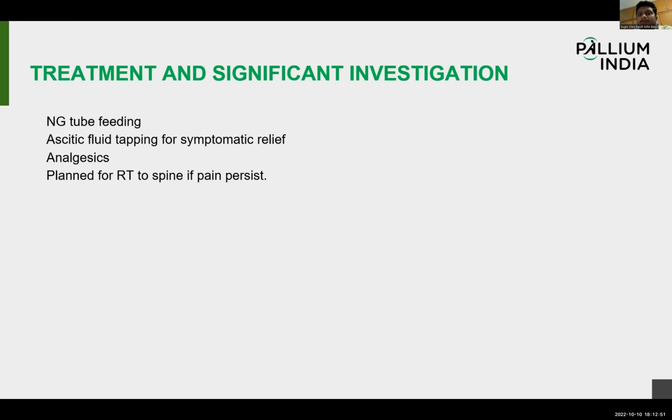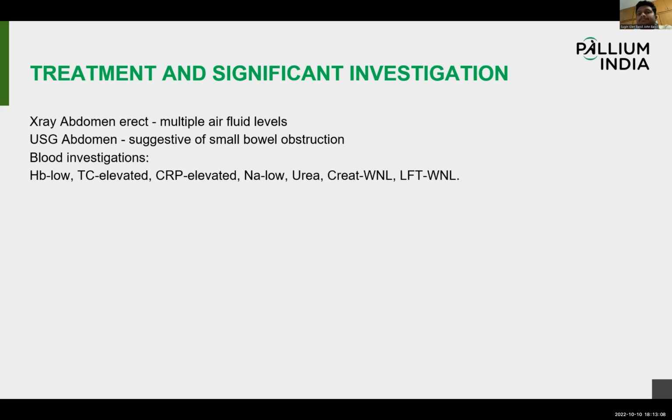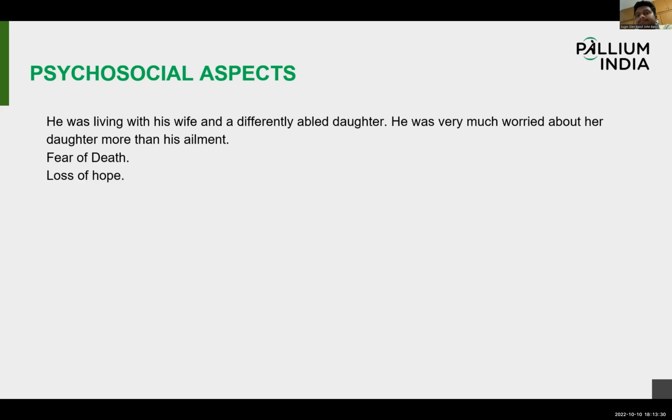Initially, NG tube feeding was done. Then ascitic fluid tapping was done for symptomatic relief of the distended abdomen and pain. Then analgesics were given. He was planned for radiotherapy to the spine if the pain persisted. X-ray abdomen erect showed multiple air fluid levels. Then a USG abdomen was suggestive of small bowel obstruction. Blood investigations showed low hemoglobin, elevated total counts, elevated CRP, low sodium, and urea, creatinine, and LFT were within normal limits.